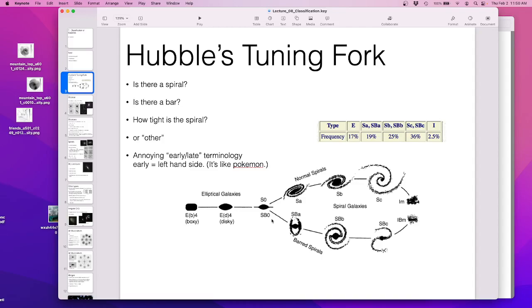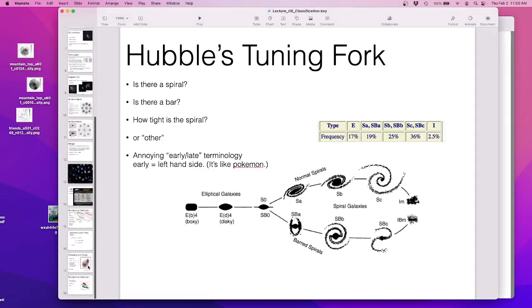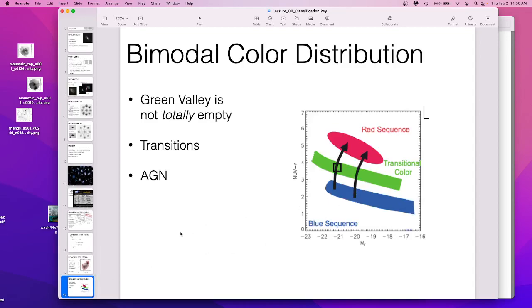What's an S0 galaxy? Those tend to be in the green valley. Okay. And from simulations, you can see that things.